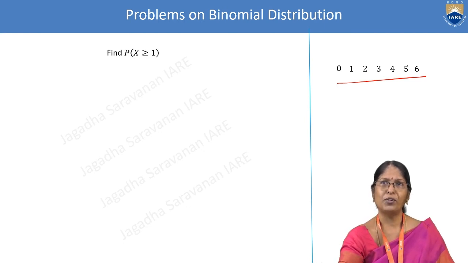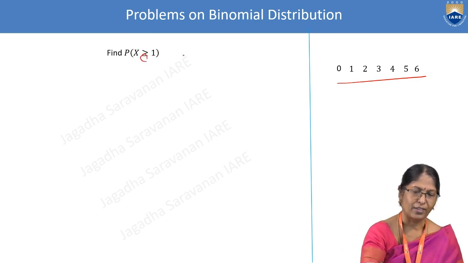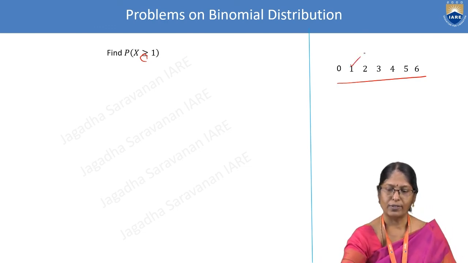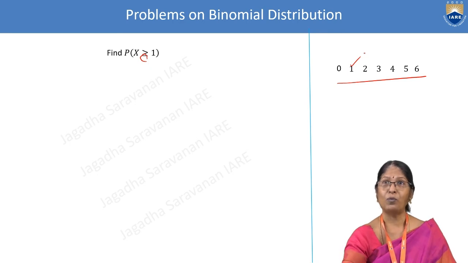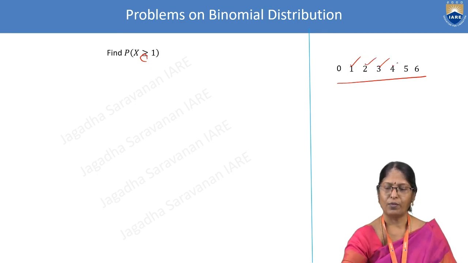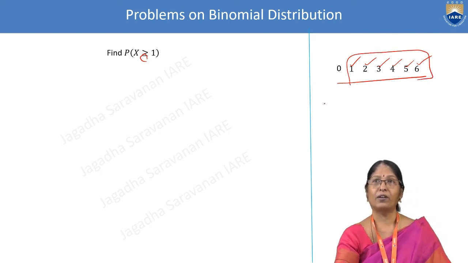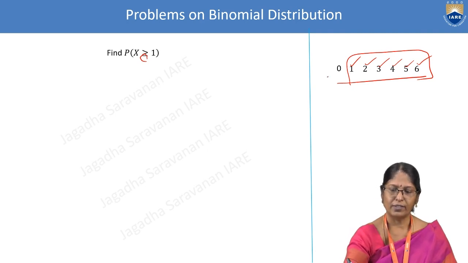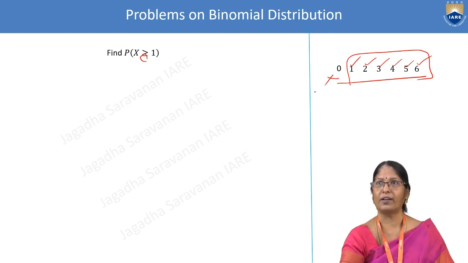So the probability of x greater than or equal to 1. This is the question we have to solve. Now again, we look at the equal sign: 1 is included. So greater than or equal to 1 means 1, 2, 3, 4, 5, 6. This is the required data for our question, which leads to the solution. This other value is not at all required.